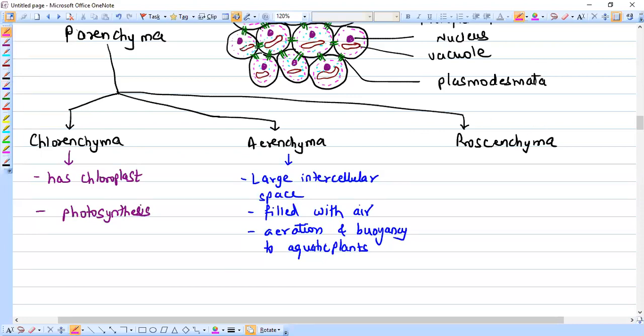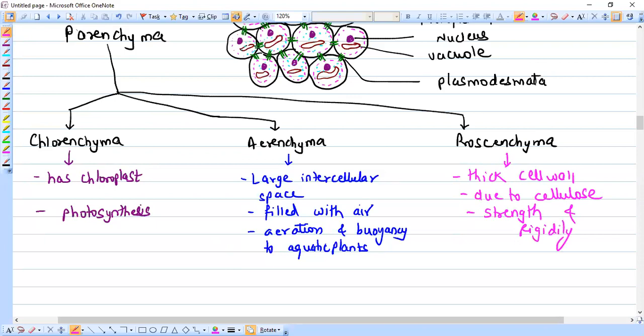The next one that we have is the Prosenchyma. What do you mean by this Prosenchyma? So this parenchyma has a thick cell wall. And why is it a thick cell wall? It is due to cellulose. There is more cellulose, no pectin as such. And what is the role of this Prosenchyma? The duty of Prosenchyma is to provide strength and rigidity. So if there is strength and rigidity to parenchyma, it is because of Prosenchyma.